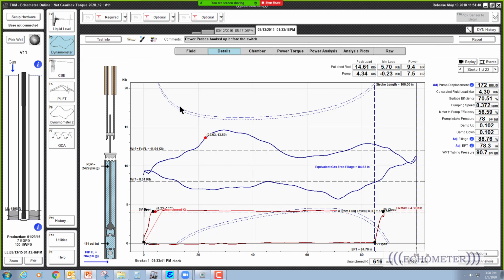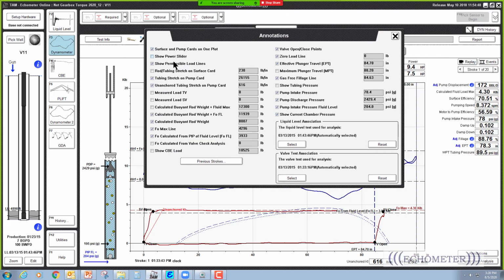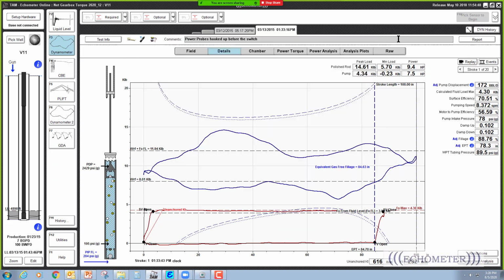If you look at this, I've got the permissible load lines drawn on the surface card. If you go to annotations and click on annotations, we have added an option to show permissible load lines. If you uncheck that, it turns it off, and you turn it back on by checking it. You can also show that in the report if you're concerned about torque loading. So that's a quick way to show someone that their pump unit's overloaded. In this case, the unit's not overloaded. It's just not perfectly balanced.